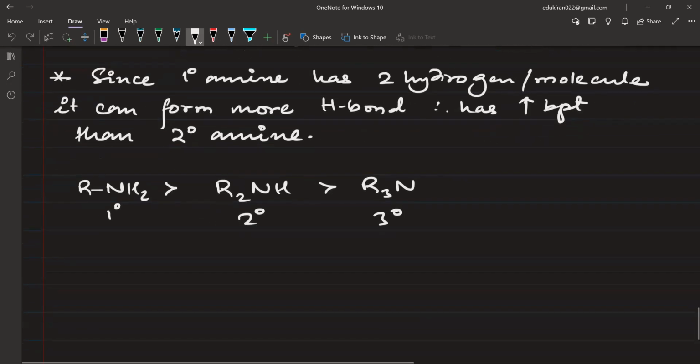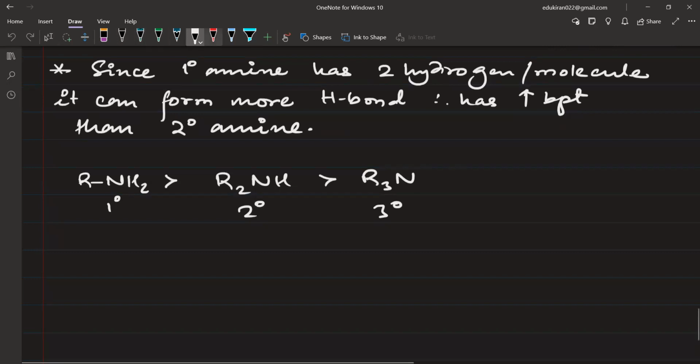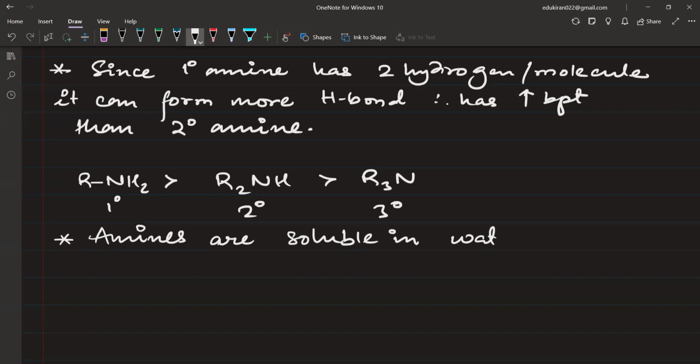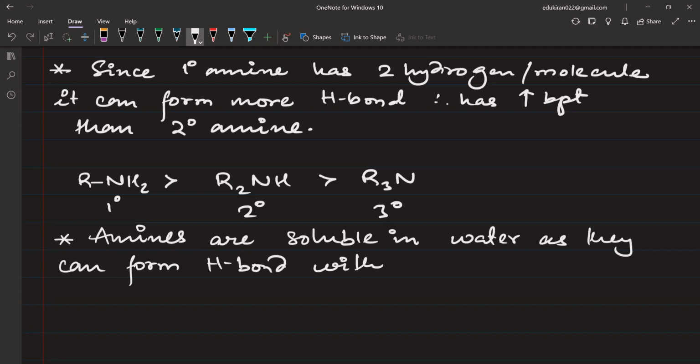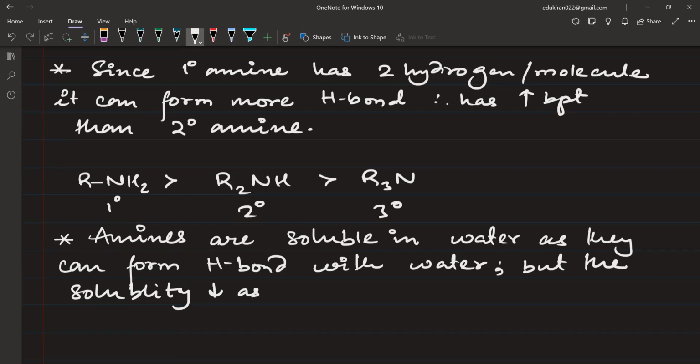Now let's talk about the solubility. Please write: amines are soluble in water as they can form hydrogen bond with water, but the solubility decreases as the number of carbon atoms increases in the alkyl chain.